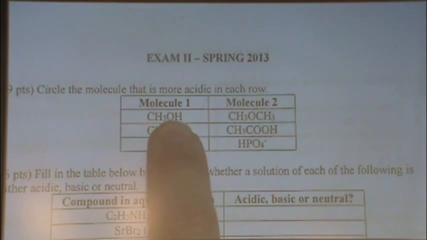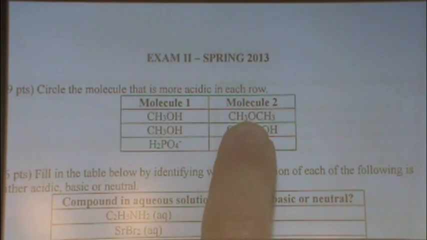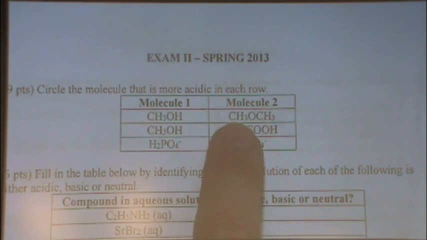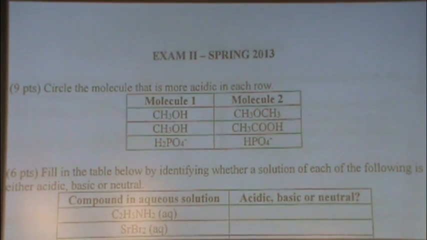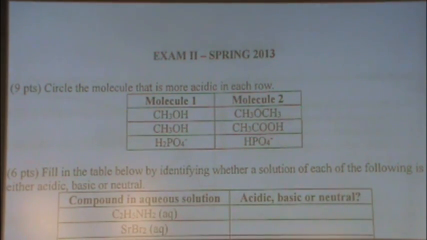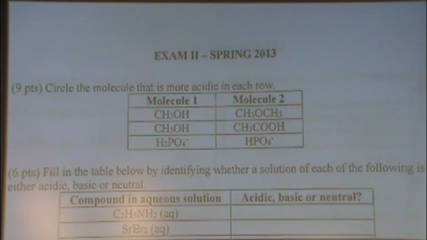Well, this molecule has a hydrogen on the oxygen. But notice this molecule does not have a hydrogen on the oxygen. You see that? Only on the carbon. Now look at the periodic table and compare oxygen and carbon. Which one's more acidic? Oxygen. So the one that has the hydrogen on the oxygen should be more acidic. Is that cool?